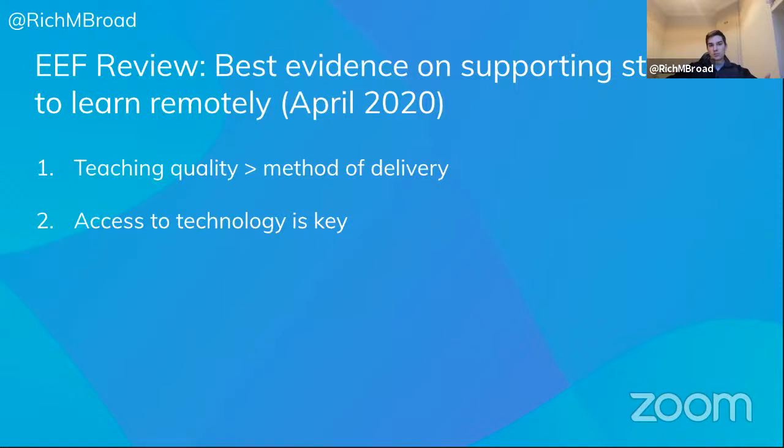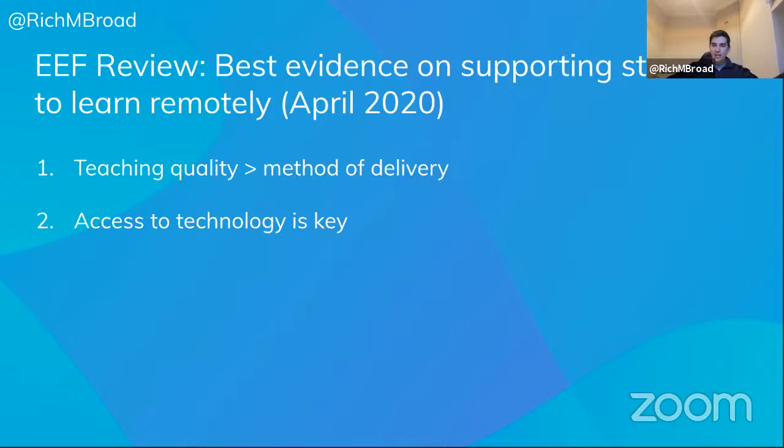is really important. Now, many of the reviews looked at the idea that a lack of access to technology was a significant barrier, as you could imagine, and that it's important to make sure that this is particularly in place for disadvantaged pupils because they're more likely to be affected by the lack of technology.